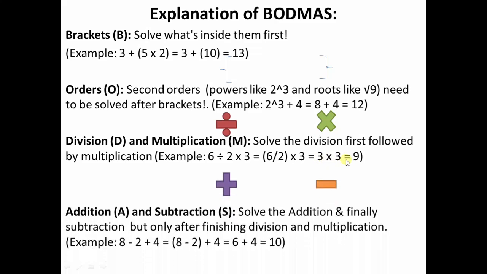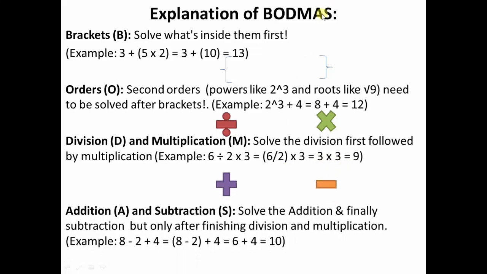And finally you have the addition and subtraction. Solve the addition and finally subtraction, but only after finishing the division and multiplication. Let's see an example over here. 8 minus 2 plus 4. So 8 minus 2 is 6, plus 4 is 10. So this is how basically you solve BODMAS.